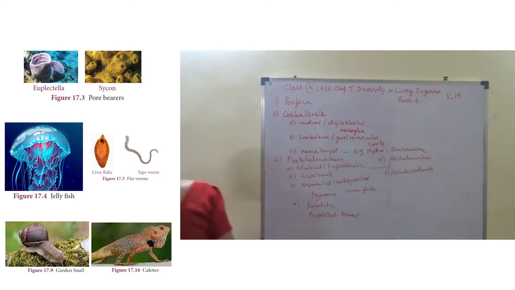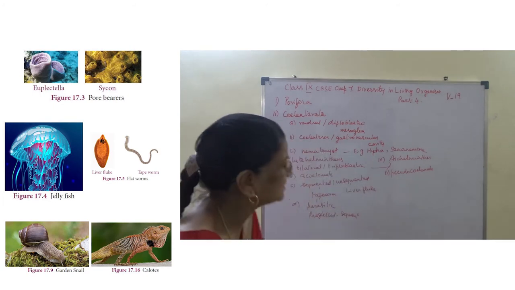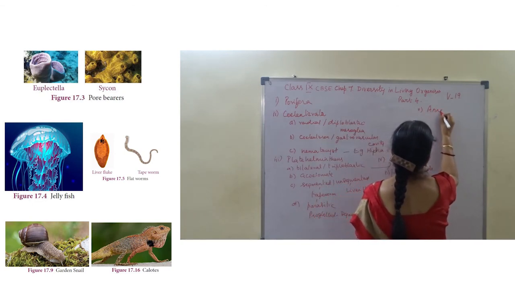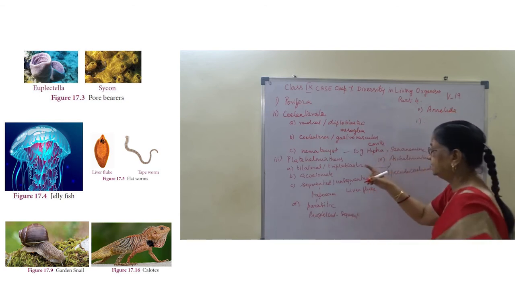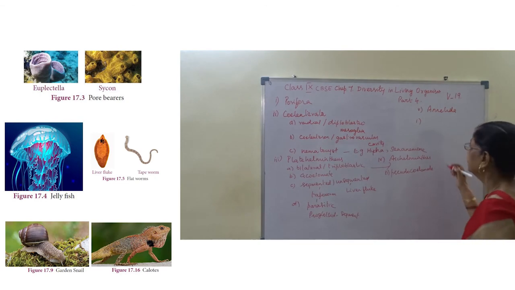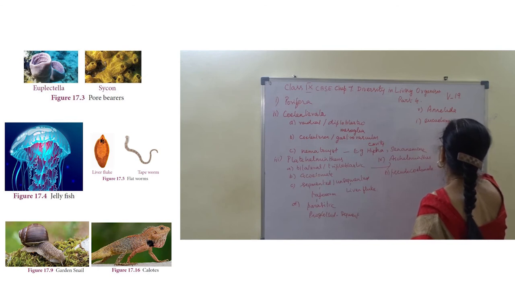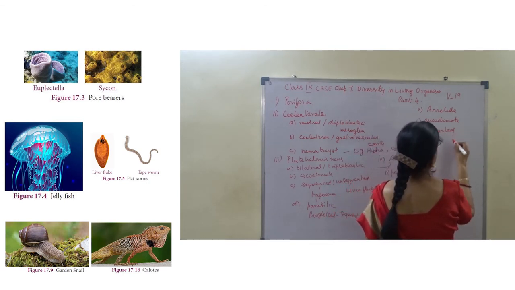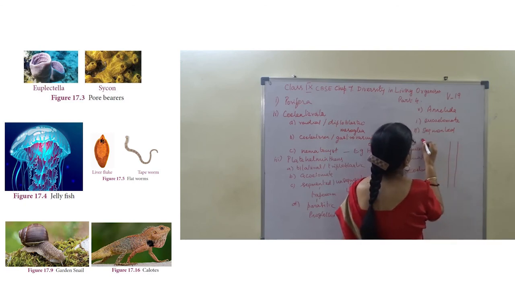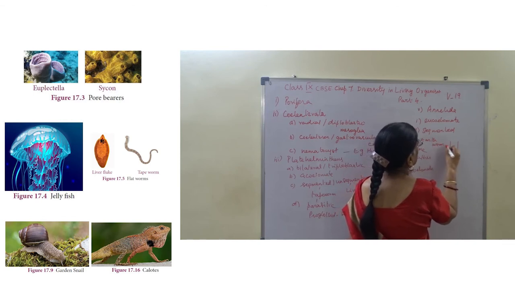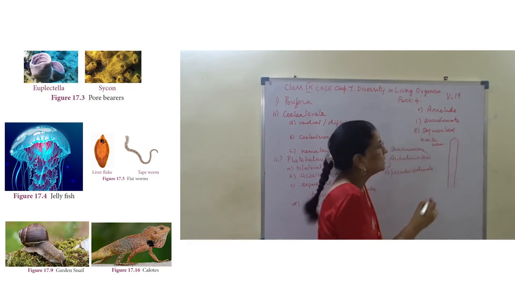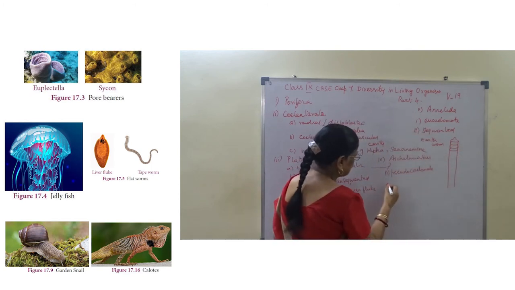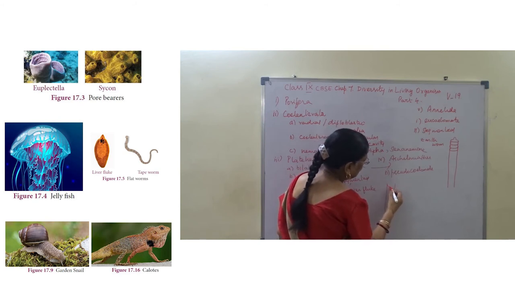So that was that. Are you clear? Shall I rub this? Phylum Annelida, the fifth one. Again it is bilateral, triploblastic and eucoelomate. True coelom is present and they are segmented. Annelids are segmented. For example, earthworm. This is the mouth region, and the body is segmented like this, a cylindrical body made of segments.